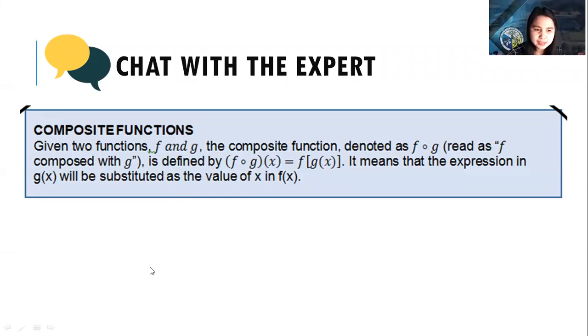How do we read this? If we say this one, f circle g, we read it as f composed with g. And if you have g first, for example, g circle f, we read it as g composed with f. Now, how do we work on this? If we say f composed with g, the value of g will be the value of the x of f. Let me give you an example.